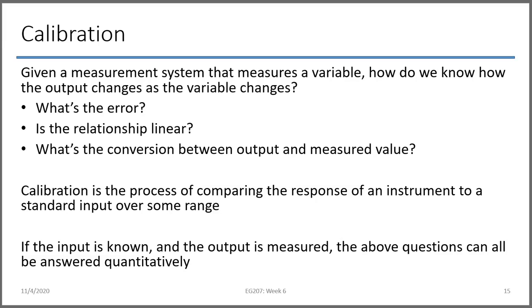So calibration in general is the process by which we compare the response of an instrument to our data input over some range. And it's important to note that we need to calibrate over the range that we expect to see in the use of our instrument. We don't want to calibrate in a certain range of inputs and then put our sensor into the field and be measuring inputs that are wildly different than the range over which we calibrated. If the input is known and the output is measured, then we can answer all of the above questions in a quantitative way.